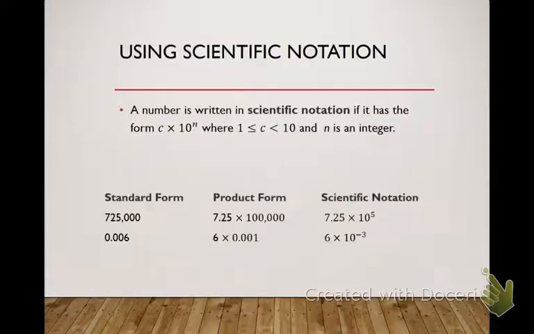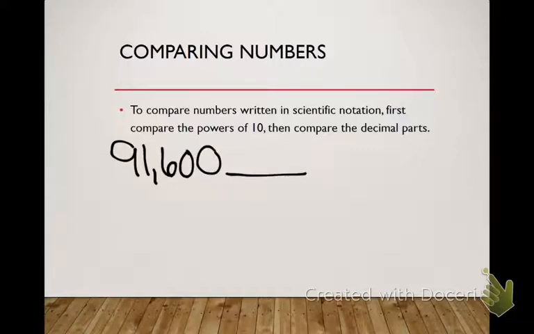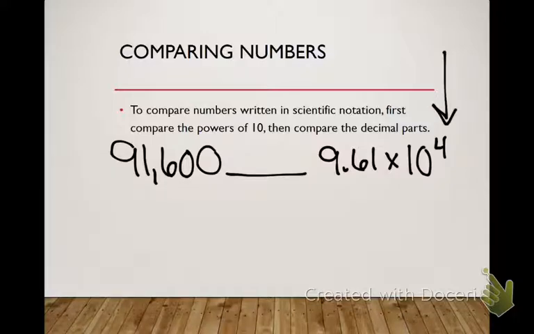All right, example 3. Using scientific notation now to compare numbers. Okay, so now I'm going to form a comparison. 91,600, and I'm comparing it to 9.61 times 10 to the 4th power. So I need to compare these in the same format, whether they're both in standard form or both in scientific notation. It doesn't matter. It just needs to be one or the other. So because my exponent is not a crazy huge number, I'm going to go ahead and just put this in standard form. So 91,600 stays the same.